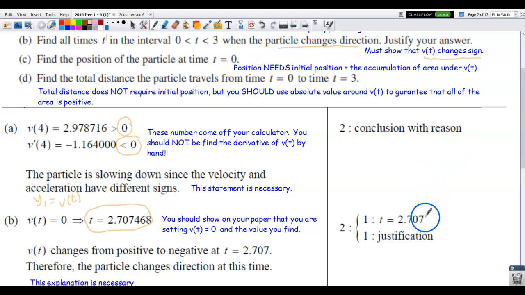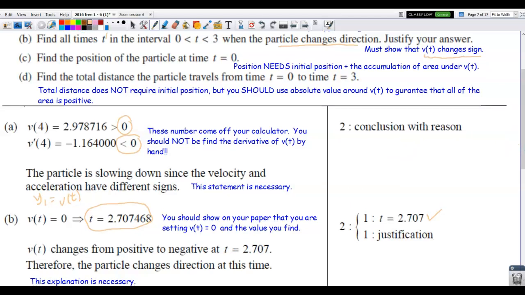I get 1 point for finding the value where the velocity changes sign, and then I'm going to clearly state what I see. V(t) changes, and I don't really have to say positive to negative. That gives a little bit stronger argument, but I can say v(t) changes sign at t equal to 2.707. Therefore, the particle does change directions. All right, moving on to letter C.